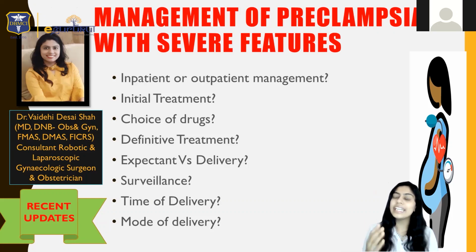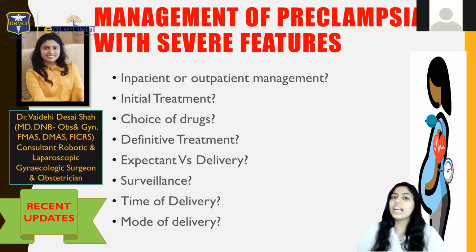What should the initial treatment of this patient be? Remember that the hypertension is severe and there are signs of imminent eclampsia, right? Preeclampsia with severe features is a risk factor for developing imminent eclampsia. So we will be giving this patient intravenous magnesium sulfate, and also we will offer this patient pharmacologic treatment with antihypertensive drugs. Then the next question will be, what are the choice of drugs that will be given to this patient?